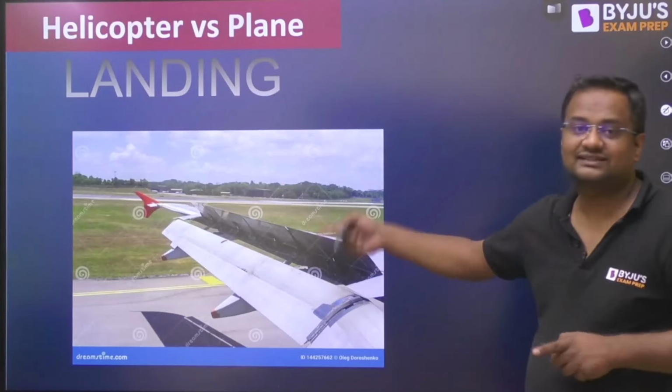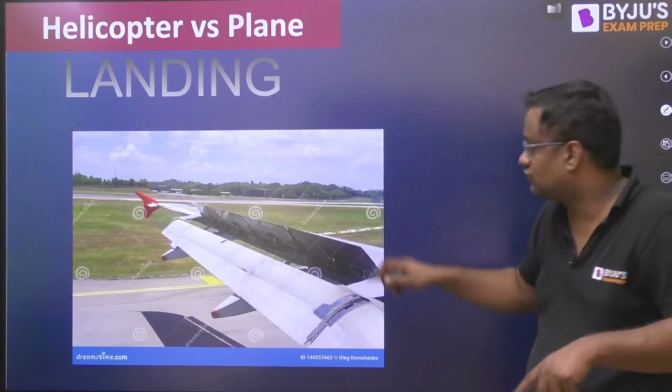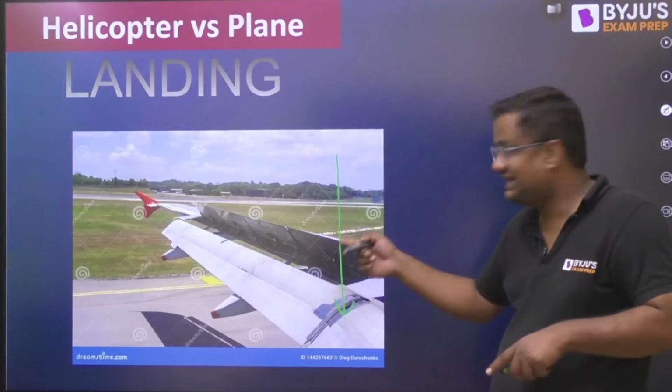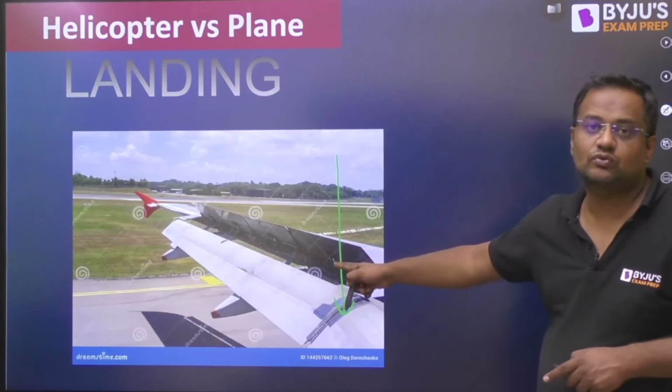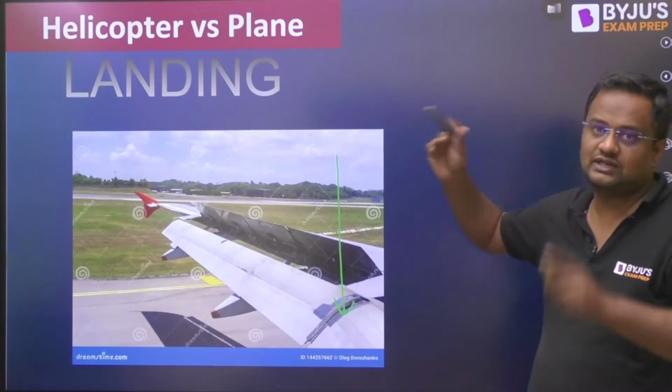When the shape is like this, the lift force is reduced. And lift force is reduced, so it is going downward. So, in the landing, these kind of things are done. Okay. Because these kind of shapes will reduce the lift. Lift is reduced. That means upward force is reduced.